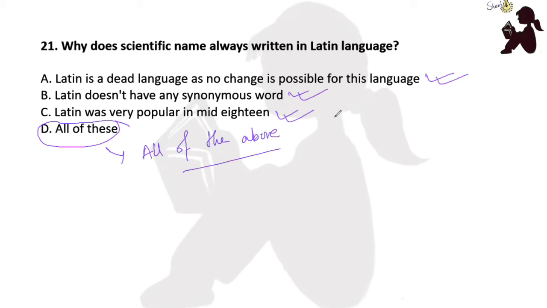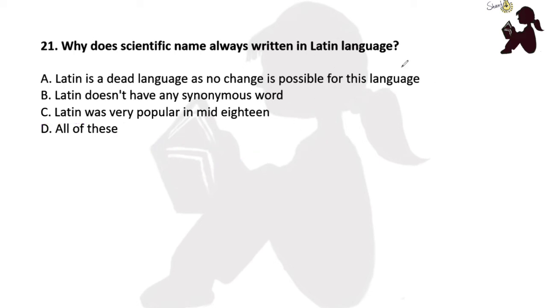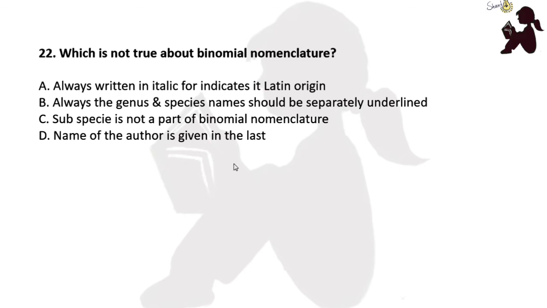So the next question. Question number 22 is which is not true about the binomial nomenclature. Option 1 is always written in italic, which indicates its Latin origin. Second, always the genus and species name should be separately underlined. The subspecies is not a part of binomial nomenclature. The name of the author is given at last.